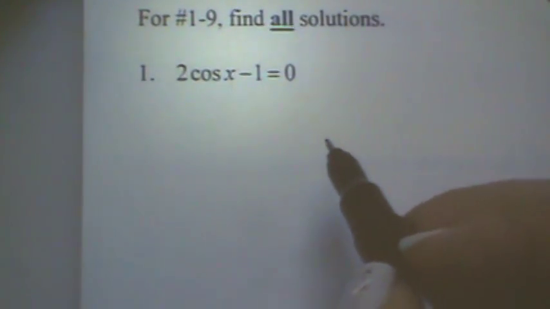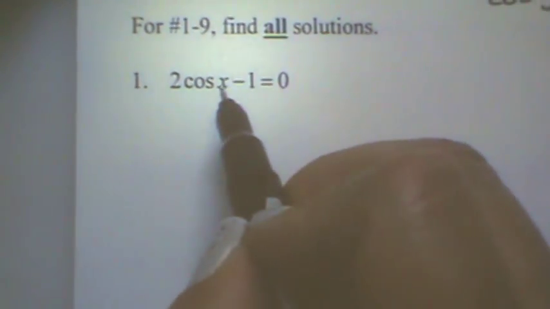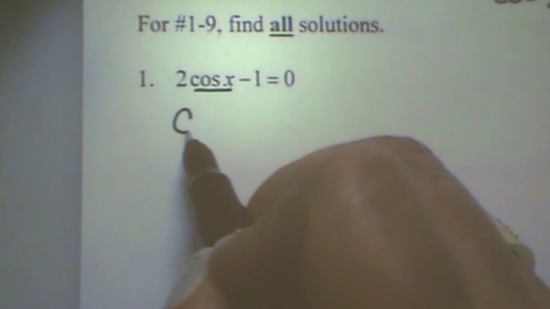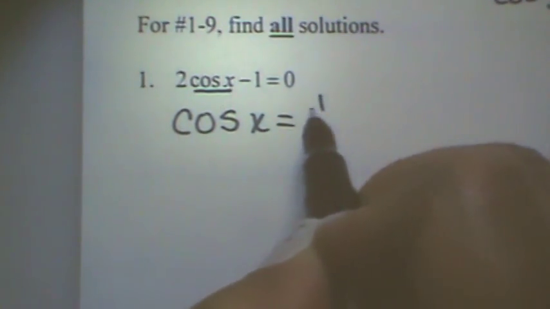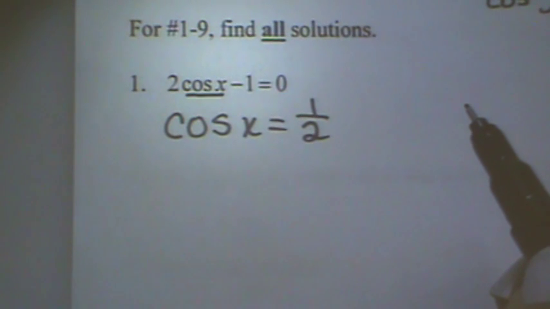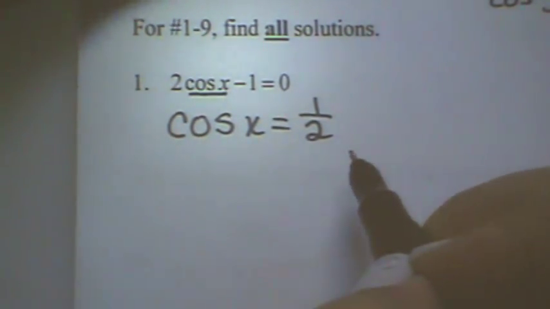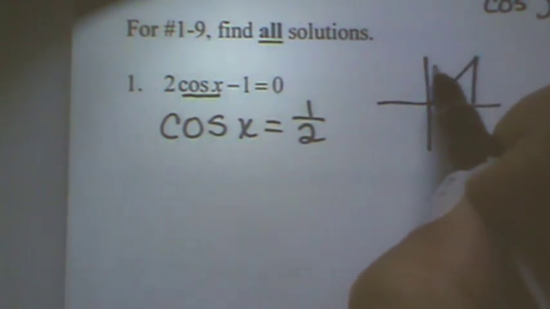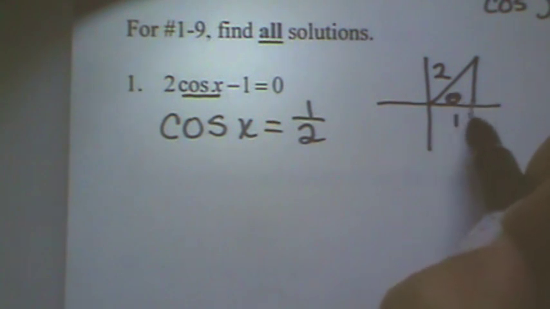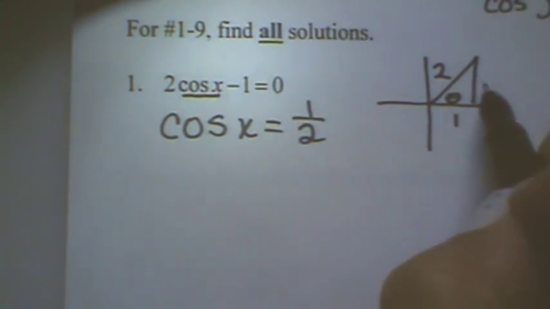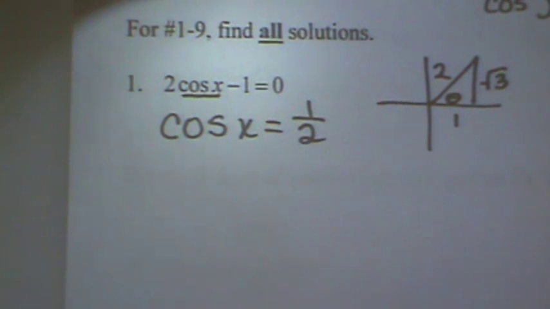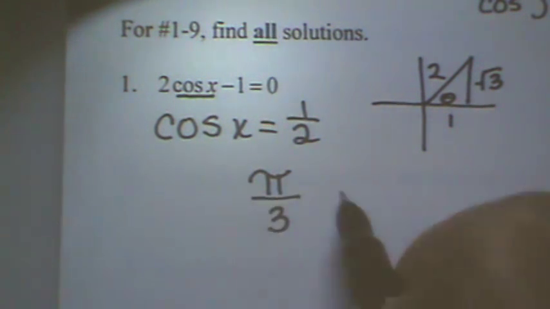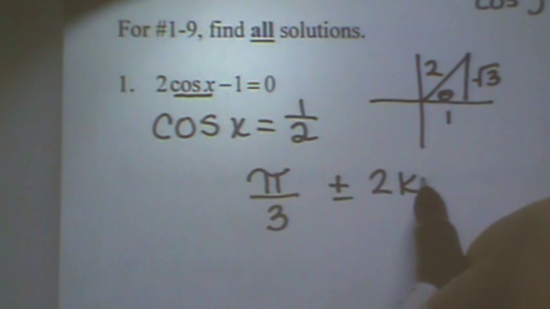So now, for number 1, what do I want to do? I want to get this cosine x by itself. So I would add 1, divide by 2. Okay, always look, we're in quadrant 1. Always start, ignore the negative, if there was one. What angle am I whose side adjacent over hypotenuse is a 1:2 ratio? This would be a √3. This is a 60. How do you write 60? Pi over 3. And then add and subtract 2k pi.